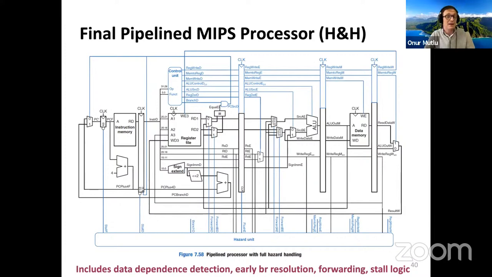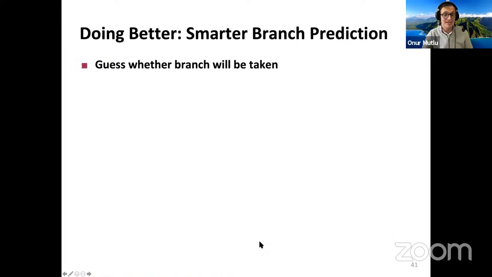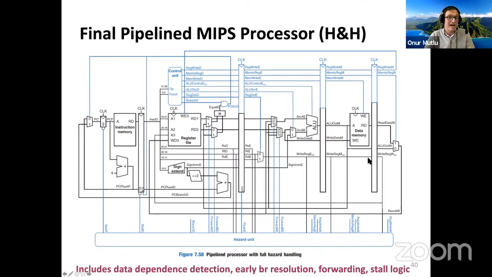So I've kind of finished everything I wanted to say about this part of the pipeline, but you can see that it's already complicated. This data dependence checking logic is actually quite complicated as you can see over here. And we have a lot of forwarding paths. And imagine making the pipeline deeper. That's going to be a problem.